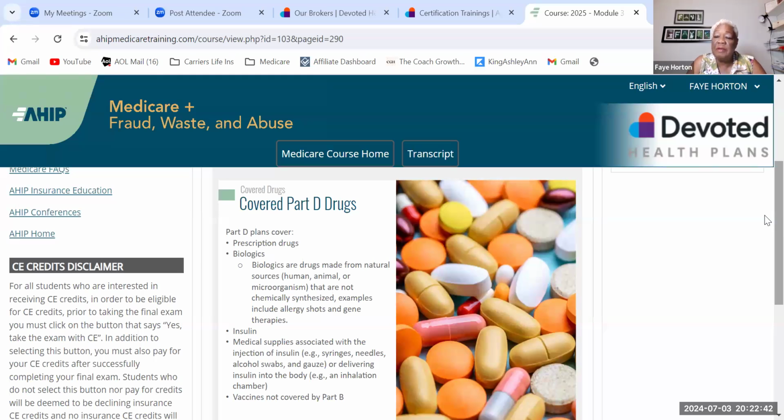Part D plans cover insulin. Part D plans cover medical supplies associated with the injection of insulin, such as syringes, needles, alcohol swabs, and gauze, or delivering insulin into the body, an inhalation chamber. Vaccines are not covered by Part B.